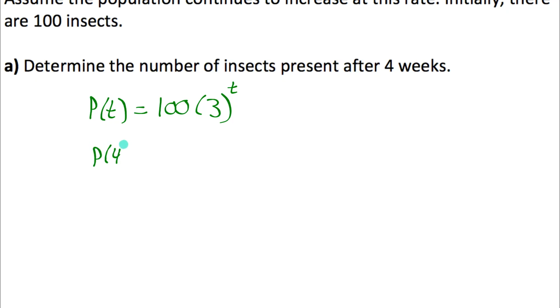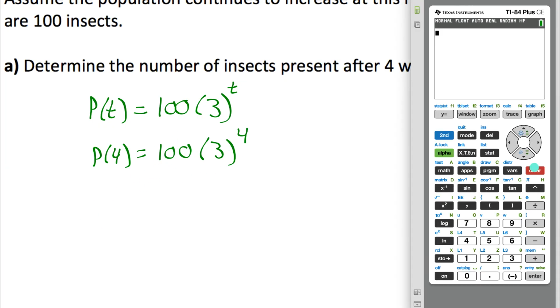And I want to determine the number of insects after 4 weeks. So P of 4 equals 100 times 3 to the 4. That initial population of 100 is going to triple 4 times. So let's let our calculator evaluate that for us. I need to triple 100 4 times, and that gives me a population of 8,100.